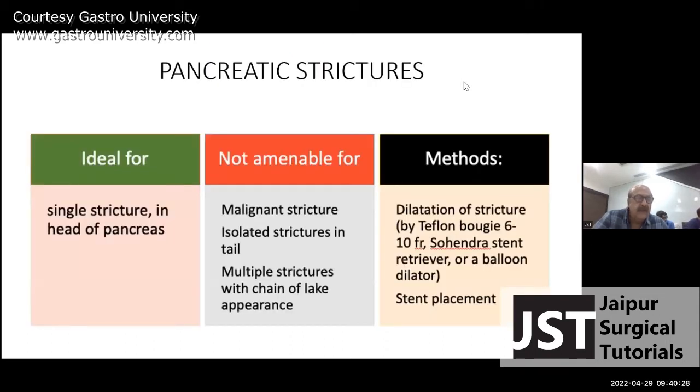Pancreatic strictures: a single stricture in the head is ideal for treatment with pancreatic stenting, and those strictures which are malignant, isolated in the tail, or multiple strictures with a chain of lakes appearance are not amenable to pancreatic stenting. Here the procedure is a little technically difficult. We dilate the stricture by bougie dilatation normally, or we can use a Soehendra stent retriever wherever there is a tight stricture, or we do a balloon dilatation, and then we place a stent for a longer time, like we do in biliary stenting.